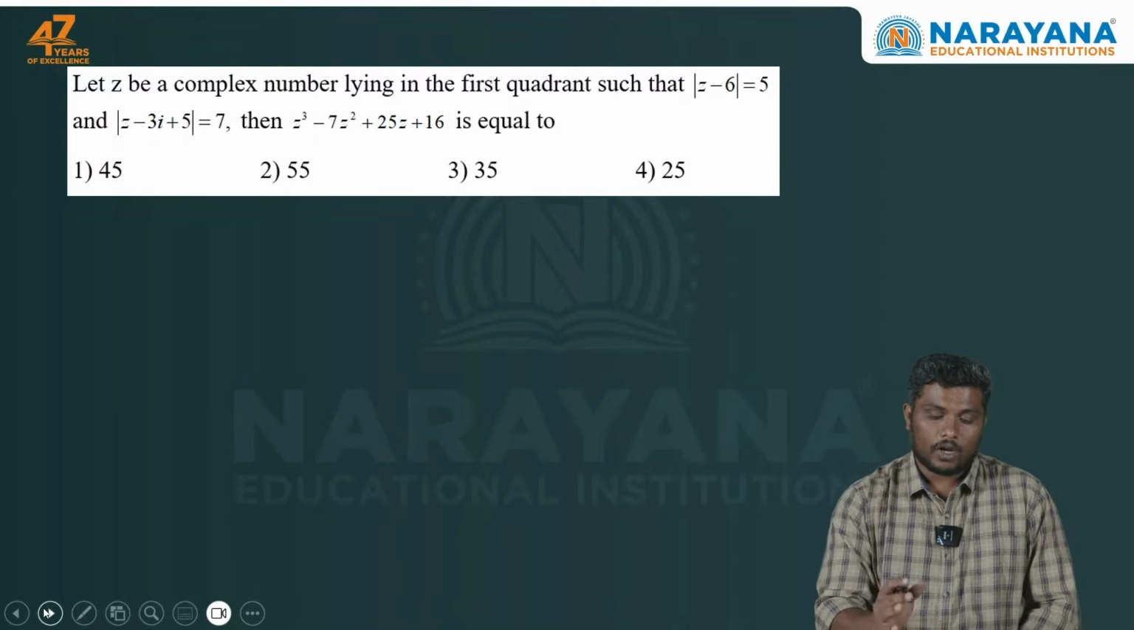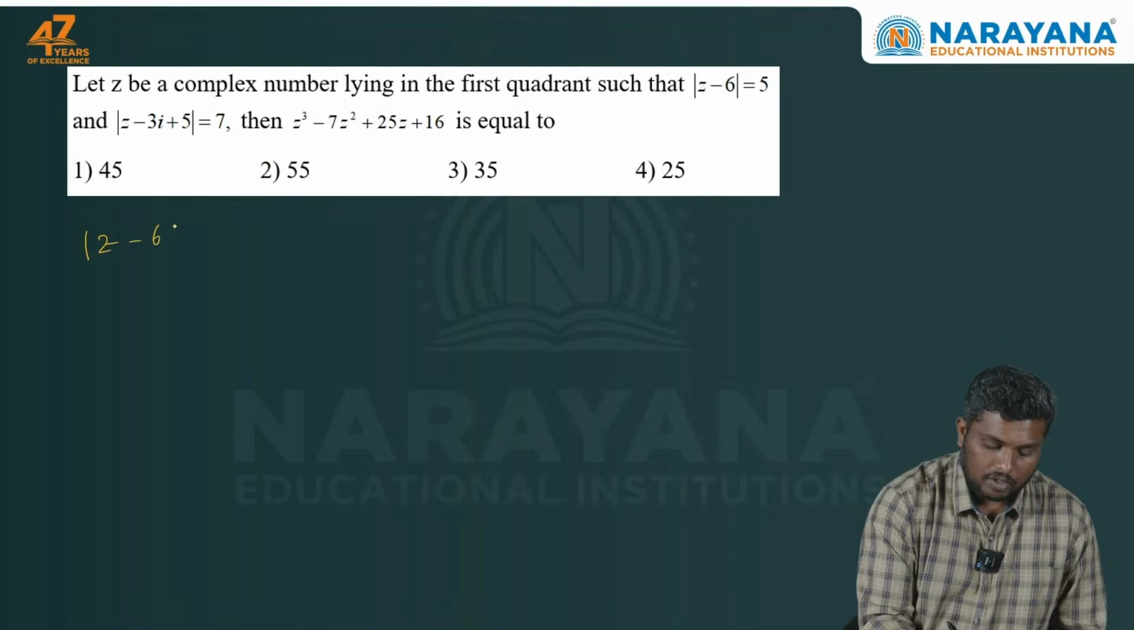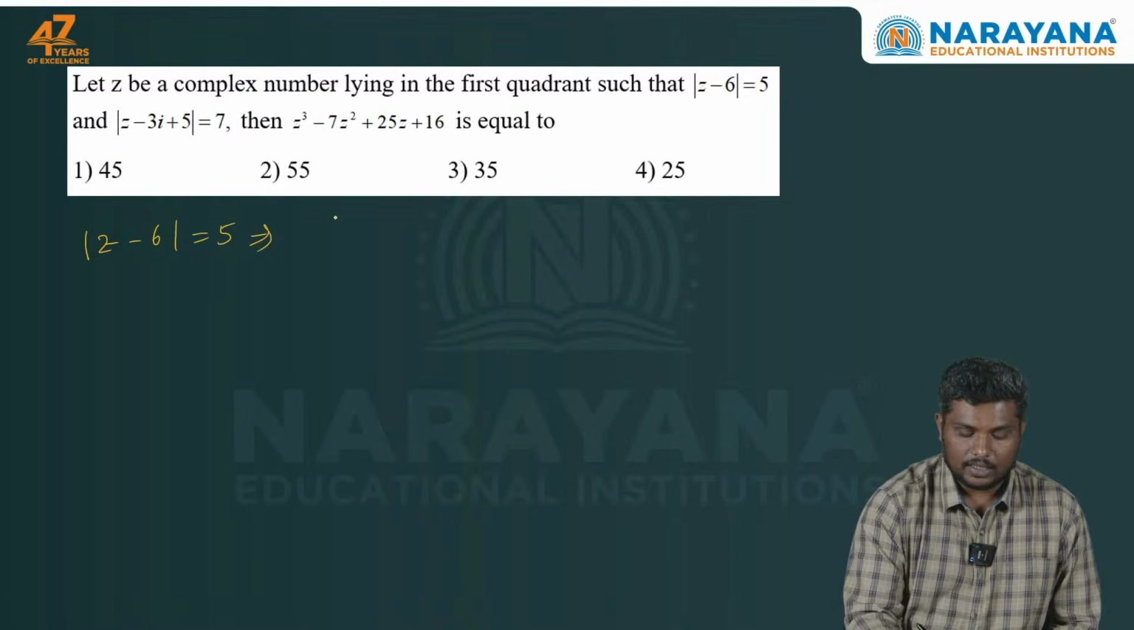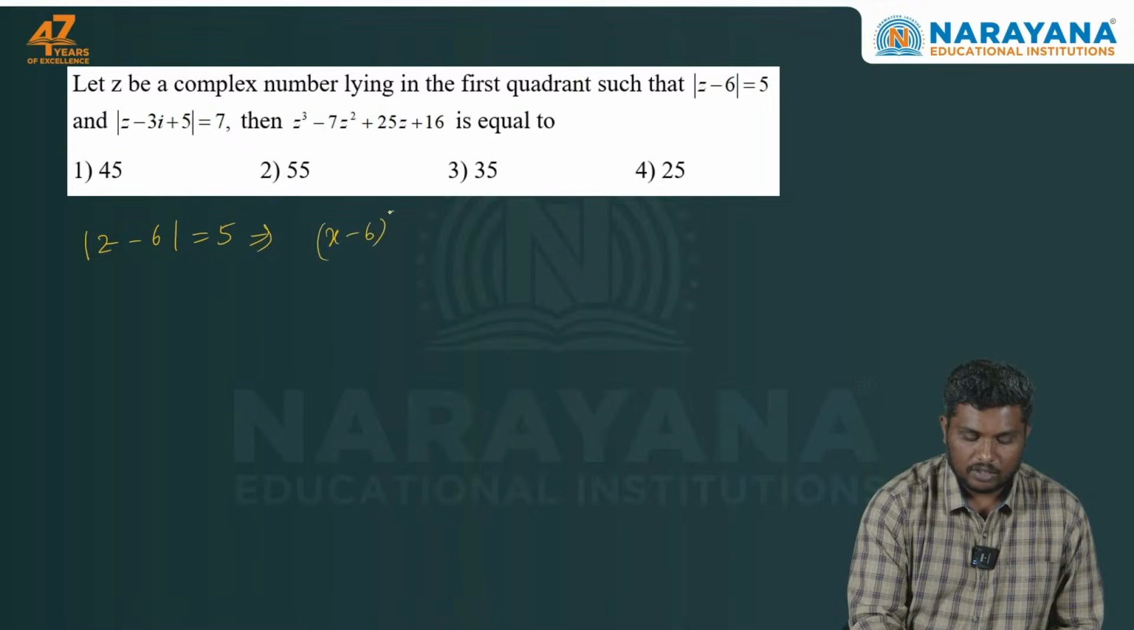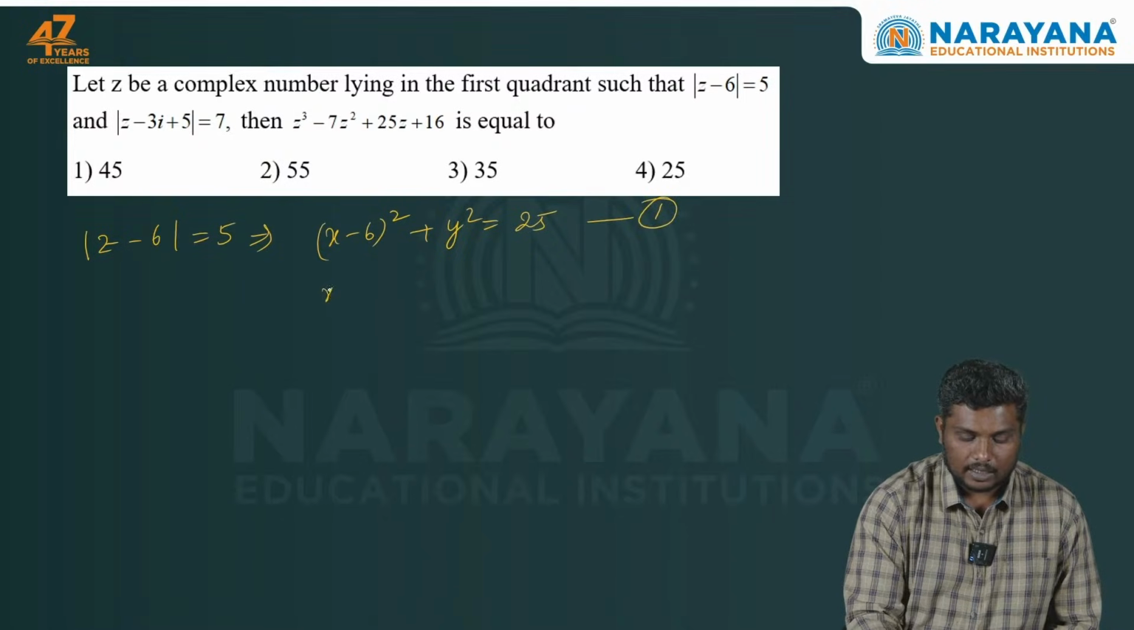Next question is from complex numbers. Okay, so mod z minus 6 is equal to 5. Guys, this is nothing but the equation of a circle centered at (6, 0). So x minus 6 whole square plus y square is equal to 25, the first equation. There is another circle given here, x plus 5 whole square plus y minus 3 whole square is equal to 49.